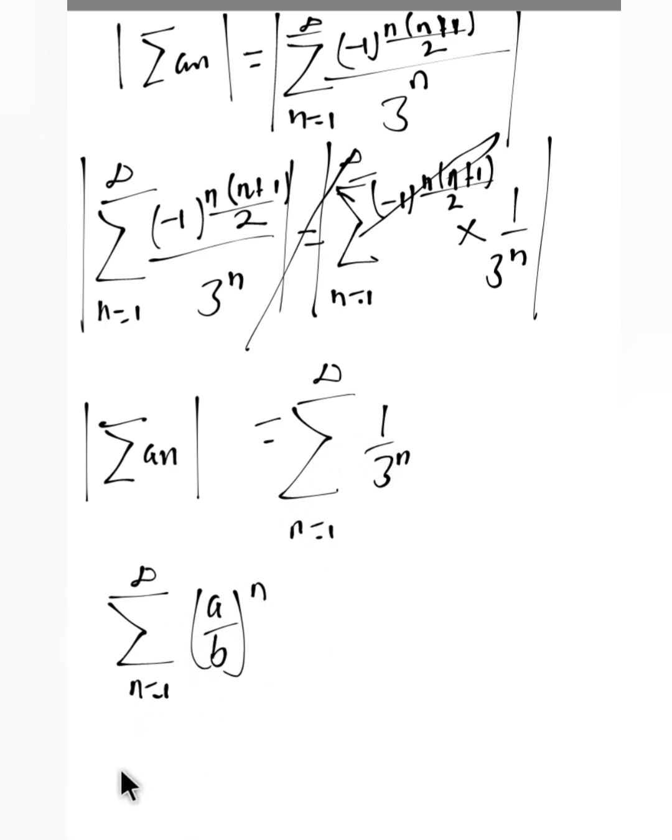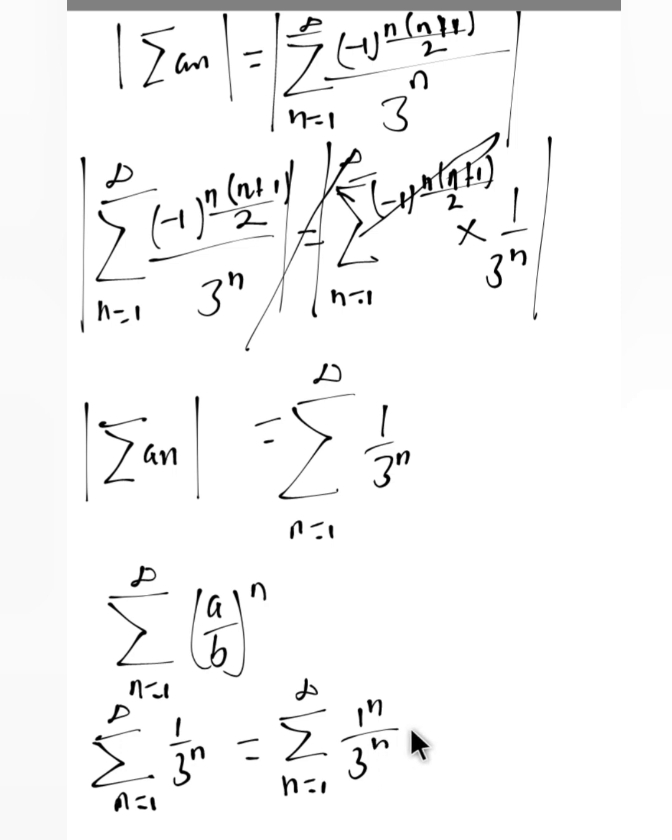Why? This expression here, the summation from n equals 1 to infinity of 1 over 3^n, is the same as the summation from n equals 1 to infinity of 1^n over 3^n. Of course, 1 raised to power n is the same thing as 1, and this is equal to the summation from n equals 1 to infinity of (1 over 3) all raised to the power of n. So this expression here and this are quite similar.